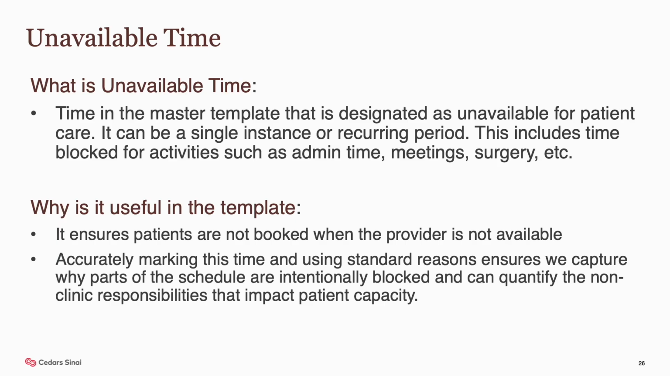So what is unavailable time? It is time in the master template that is designated as unavailable for patient care and can be a single instance or recurring period for activities such as administrative time, meetings, or surgery. So why is unavailable time useful in the template? It ensures patients are not booked when the provider is not available. Accurately marking this time and using standard reasons helps us capture why parts of the schedules are intentionally blocked and quantify the non-clinical responsibilities that affect patient capacity.